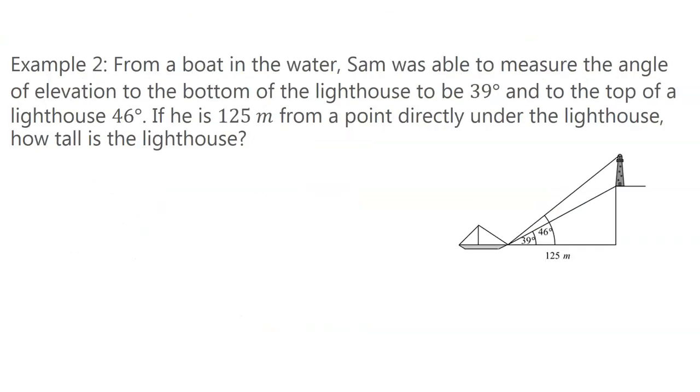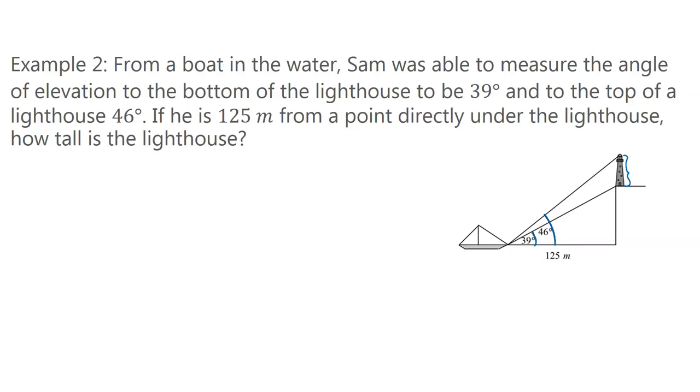Now for example 2. From a boat on the water, Sam was able to measure the angle of elevation to the bottom of the lighthouse to be 39 degrees, this angle here, and to the top of the lighthouse to be 46 degrees. Now if he is 125 meters from a point directly under the lighthouse, how tall is the lighthouse? So we're looking for this distance here.